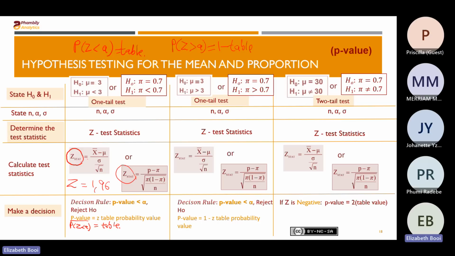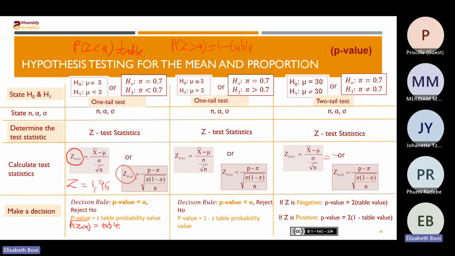If the Z value is negative, right? If the Z value is negative, so it means if here, the answer here is negative value, then we're going to say the p-value will be 2 times the value you find on the table. You're going to multiply the value you find on the table by 2, or you can add them together. If it's positive, you're going to say 2 times 1 minus the value you find on the table.